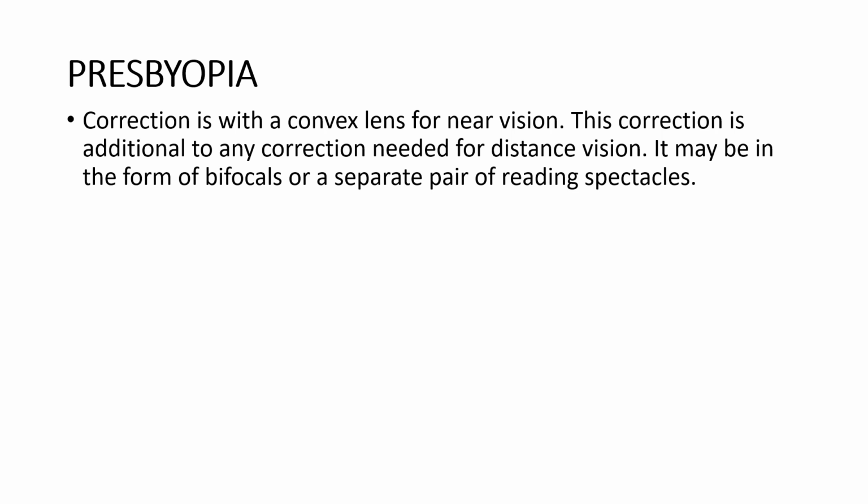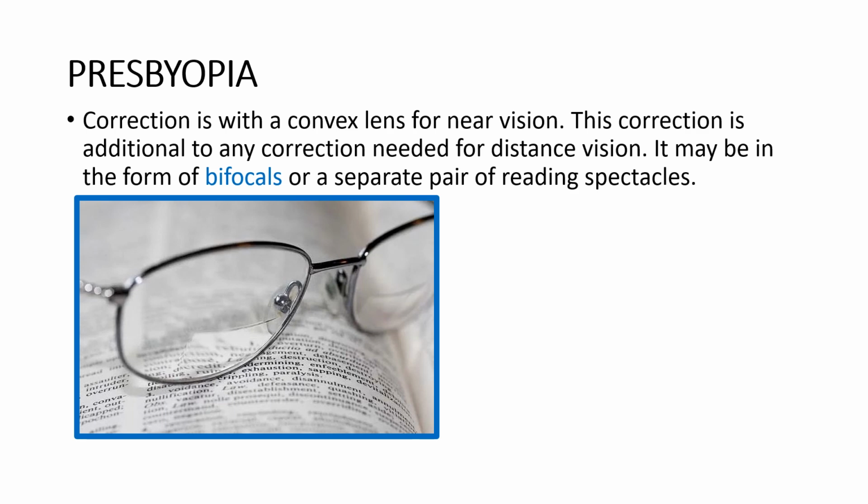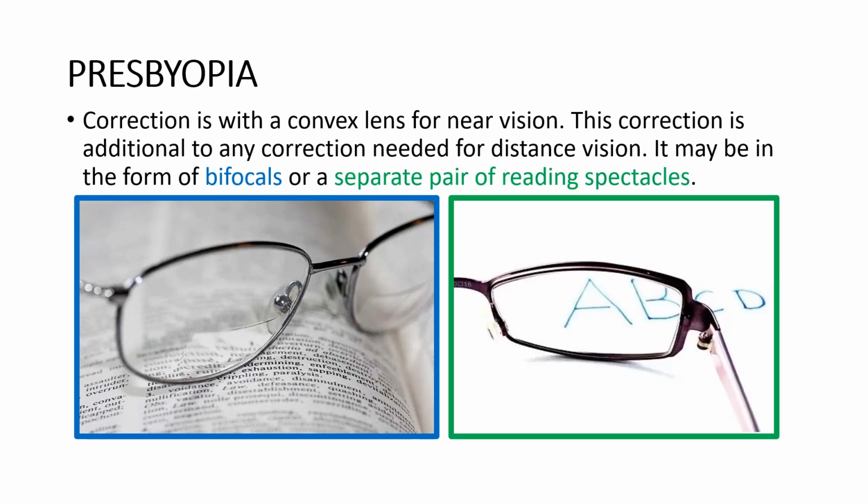This correction is in addition to any other correction that is needed for distance vision, and it may be in the form of bifocals, or some people prefer to have different glasses for distant viewing and for near, and then they will have a separate pair of reading spectacles.